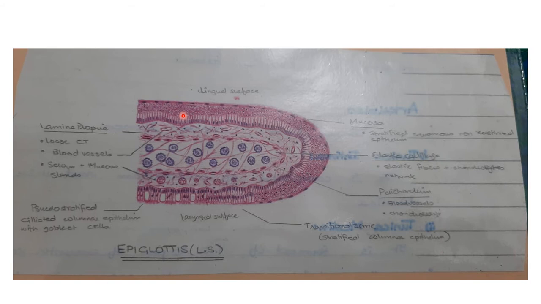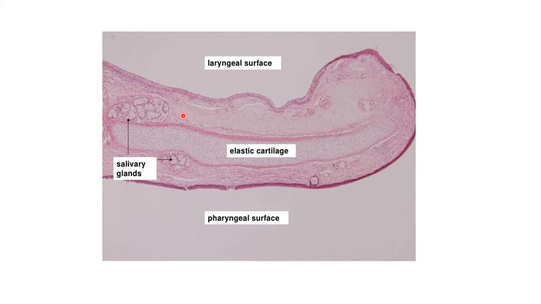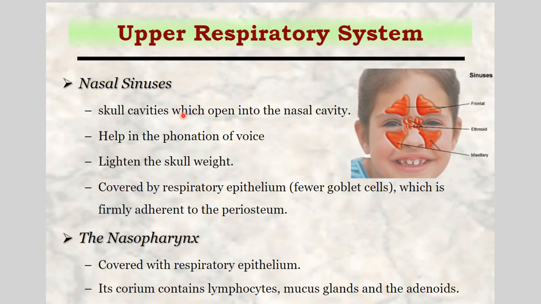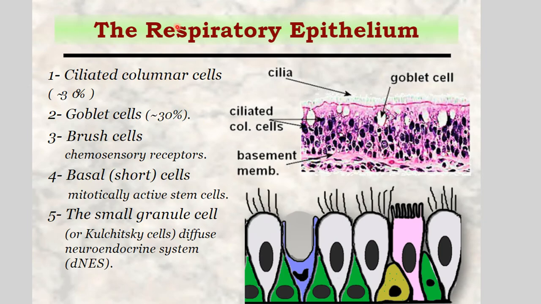So what we did is we talked about the respiratory epithelium. First of all, the respiratory epithelium, which is made up of pseudostratified ciliated columnar cells with goblet cells, has 5 types of cells: the ciliated cells, the goblet cells, the brush cells, the small granule cells, Kulchitsky cells, and then the basal cells.